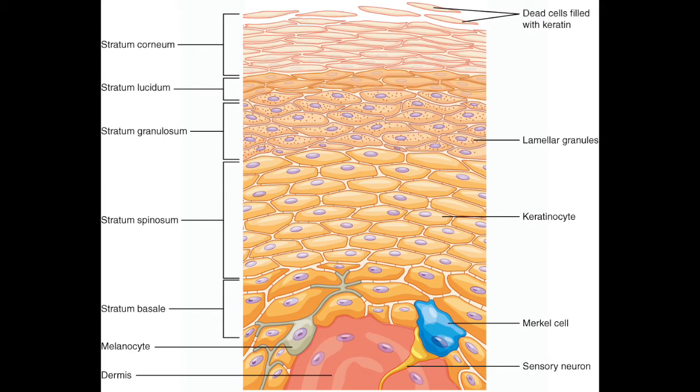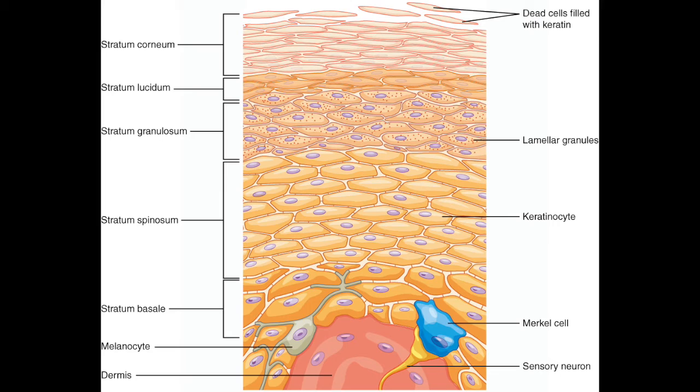So once the cells are created in the basal layer, they then move through the skin to the surface. As they move, they are described and developed through that change of the cell, maturation, I suppose you could call it.